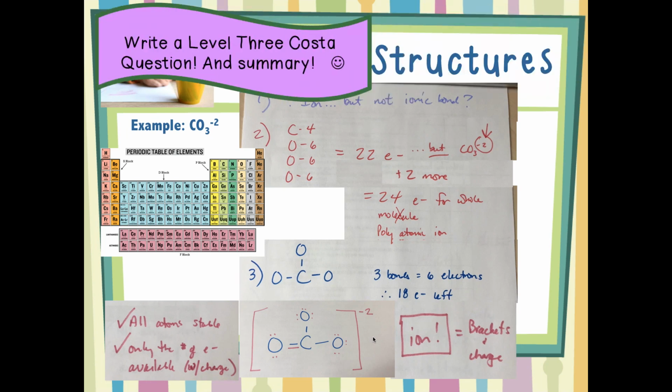Okay, go ahead and do a level 3 Costa question. Make some sort of prediction or judgment or something like that. And then you're going to do a summary. Remember, your summary should answer the EQ that you wrote.